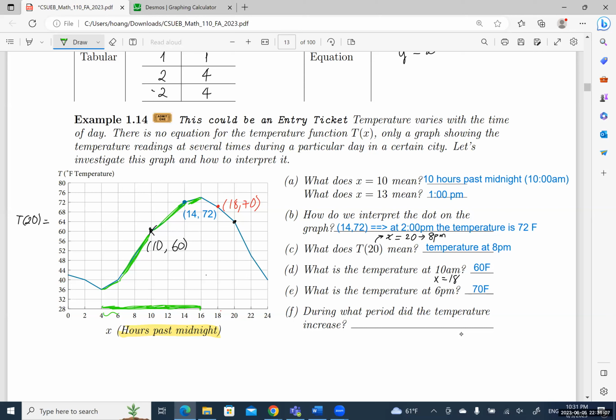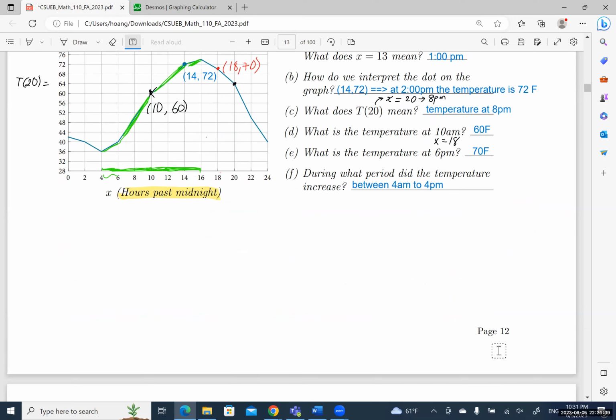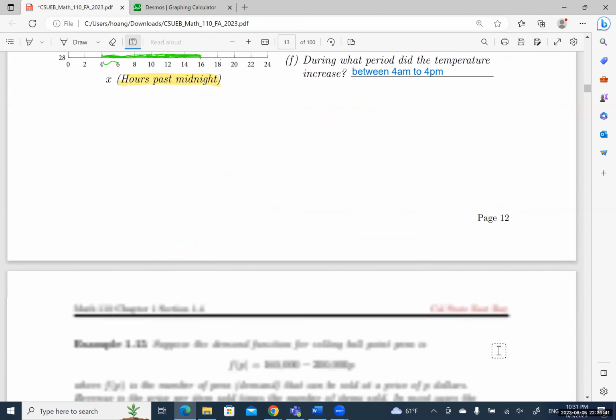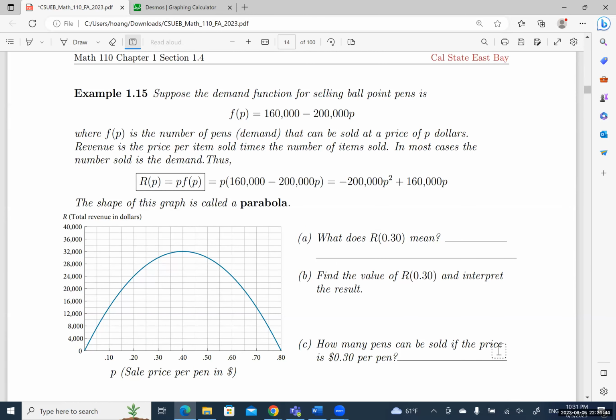So I would say between 4 a.m. to 16, so we mean 4 p.m., right, the temperature increases. Okay, so that's going to be for this example.